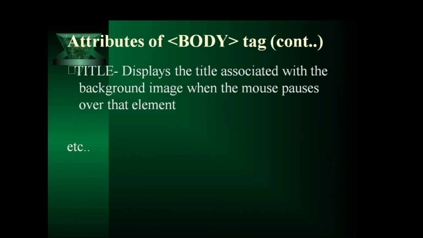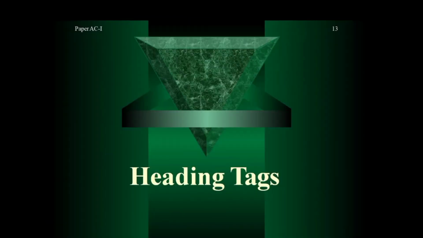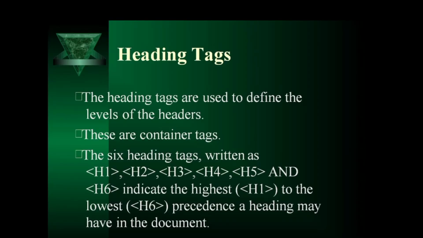The next is the title attribute. It displays the title associated with the background image when the mouse pauses over the element, meaning when we move our mouse cursor over that element then it displays it. The next is the heading tag. Heading tags are used to define the levels of the headers, meaning if we want to define the level of our header then we will use the heading tag.